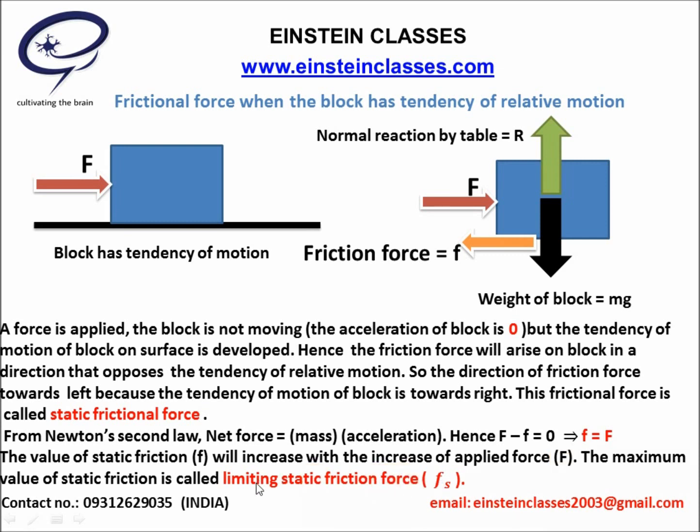Now what is the use of the limiting static friction force? Let us assume that the limiting static friction force between the table and the surface equals 50 Newton. Hence we can say that we have to apply at least 50 Newton of force, and after that the motion of the block will start on the table. Hence by knowing the limiting static frictional force, we can find the force after which the block will start moving on the table. That's the use of the limiting static friction force, right?